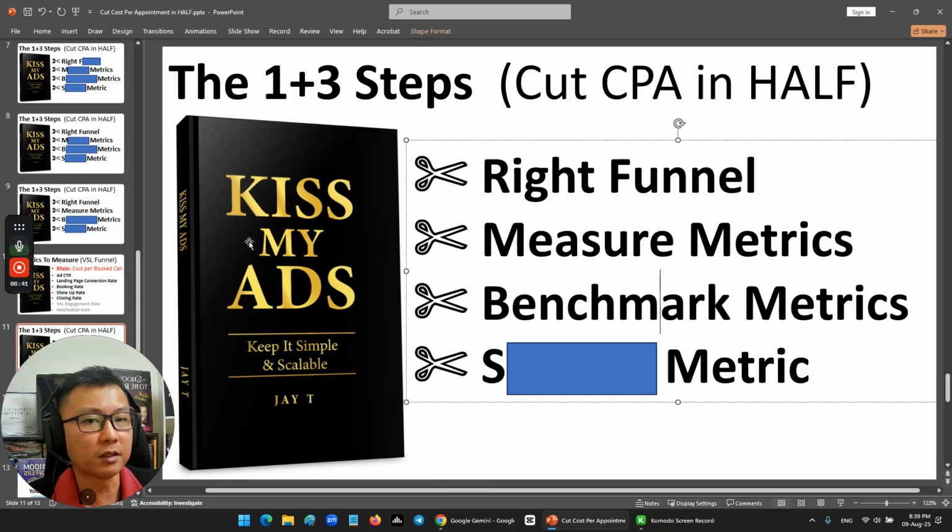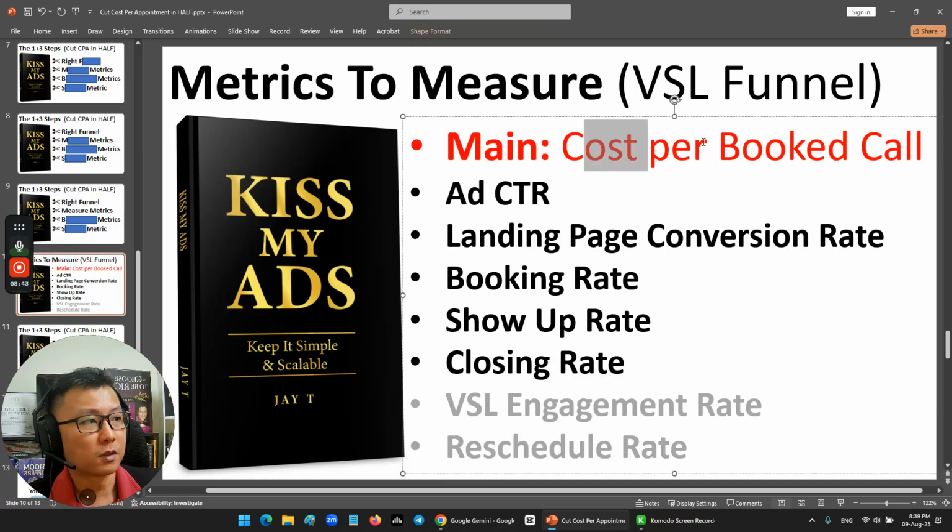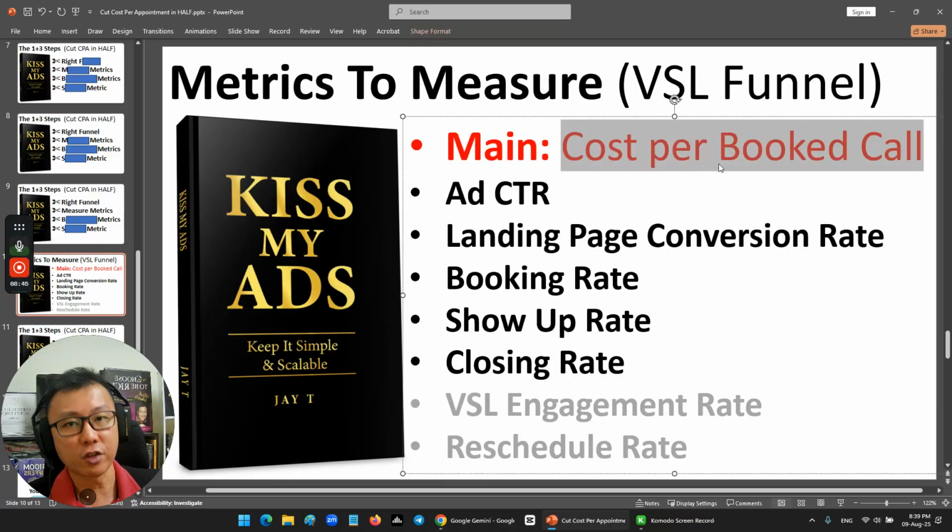For example, the industry standard for cost per book call is 300 or below. If your cost per book call is 500, probably something is wrong, unless you are selling a coaching program with a very, very tiny niche. But usually, so far, for the people that I spoke to, this almost doesn't happen.